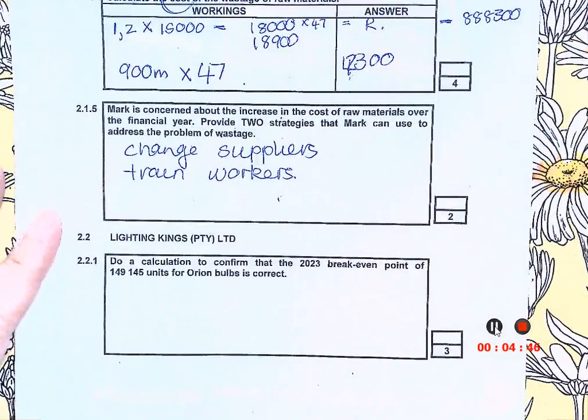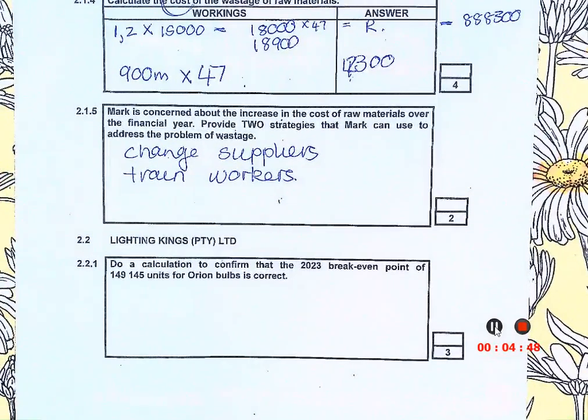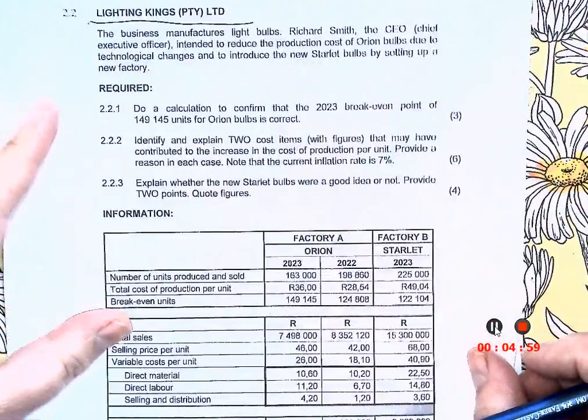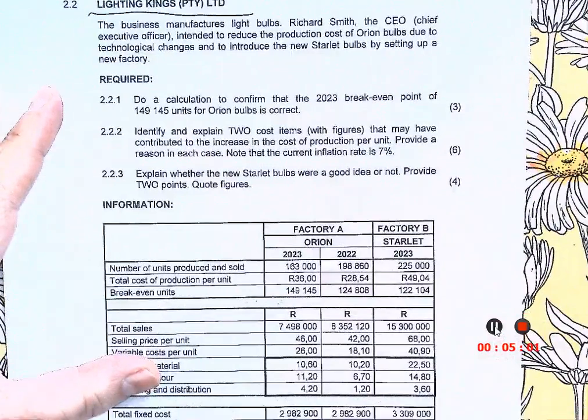Okay. Lightning Kings is now a new company. It's not the same company. It's a different scenario in total. So let's have a look. The business manufactures light bulbs.